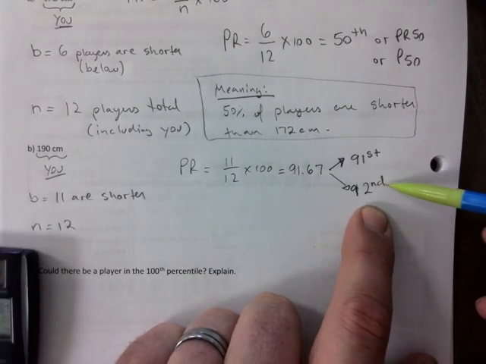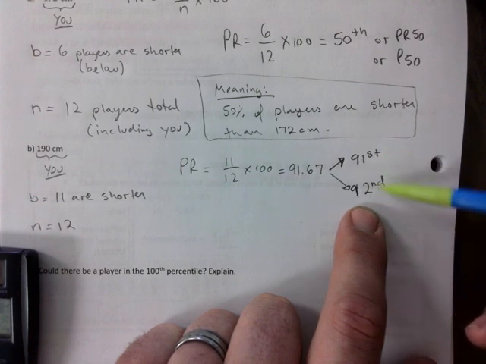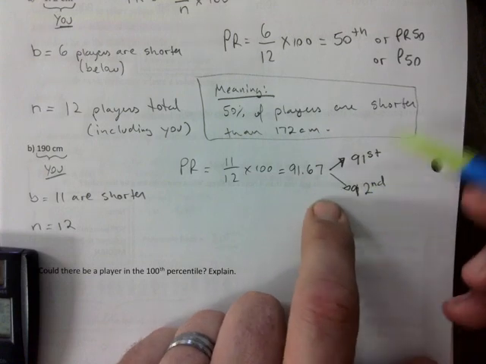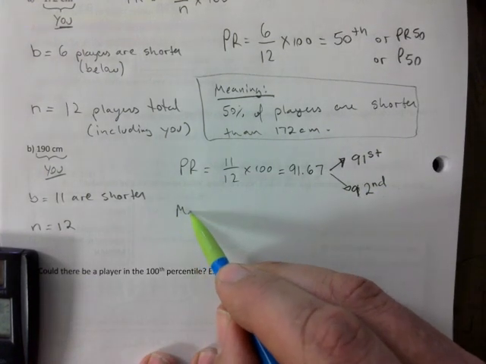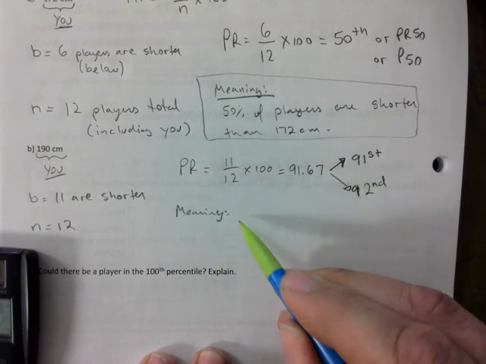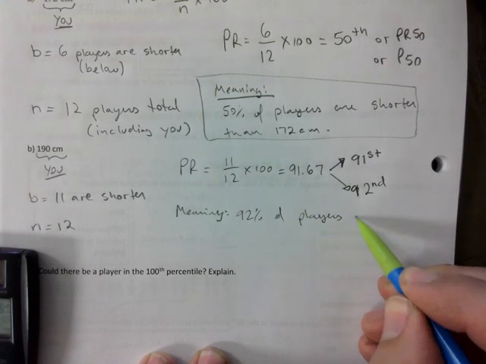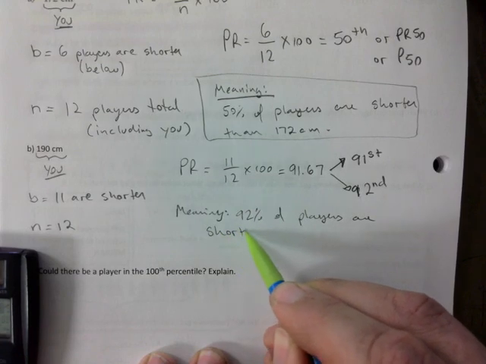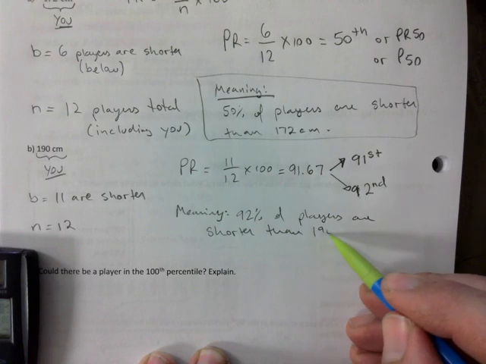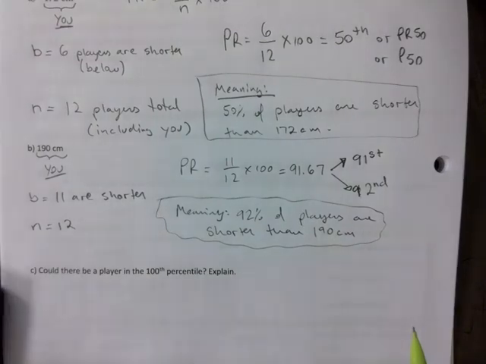Mr. Dixon, do I have to have the ND, the ST? No, even that the province would be okay with you just putting down a whole number. But you're either in the 91st percentile or 92nd percentile. Okay, meaning? What is the meaning of this? Well, depending on which one you pick, 92% of players are shorter than 190 centimeters. That's what we've determined in this calculation.